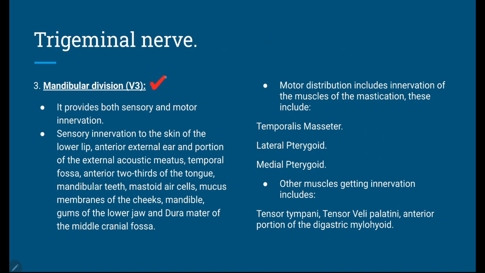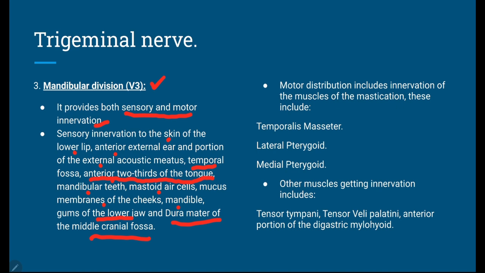Next, we have the mandibular division of the trigeminal nerve, and this one provides both sensory and motor innervation. So the sensory innervation is to the skin of the lower lip, anterior external ear and portion of the external acoustic meatus, temporal fossa, anterior 2/3 of the tongue. This is important, you have to remember that. Anterior 2/3 of the tongue, mandibular teeth, mastoid air cells, mucous membranes of the cheeks, mandible, gums of the lower jaw, and the dura mater of the middle cranial fossa.